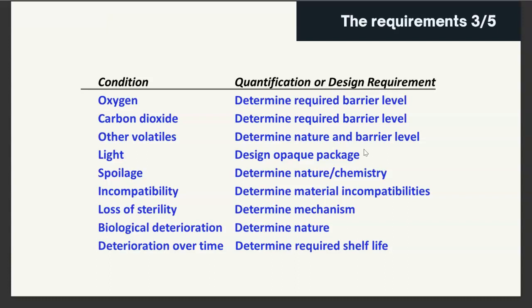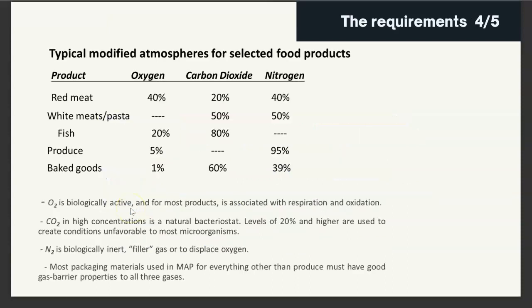And this is the second example. Oxygen is one of the critical factors that we have to refer to when we design the packaging. We have to determine the required barrier level. At one point, we also have to calculate the oxygen transfer rate, i.e., how much oxygen is acceptable or how much oxygen can be transferred through the packaging to the food product. So we have carbon dioxide, we have light, we have spoilage, and many others.